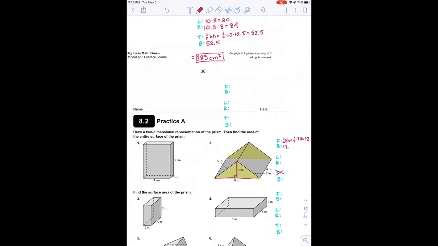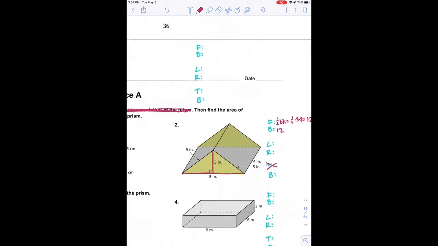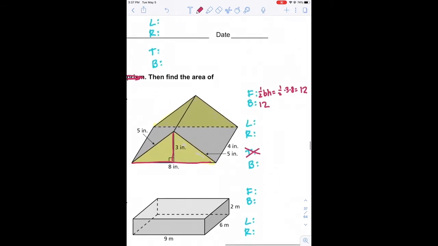I did forget to mention this, but you guys can skip the instruction that says to start by drawing a 2D representation. They're asking you to draw the net, and I forgot to mention that I don't need you to do that. We're just going to do the work normally. All right, so there's the front and the back. Now the left and the right.